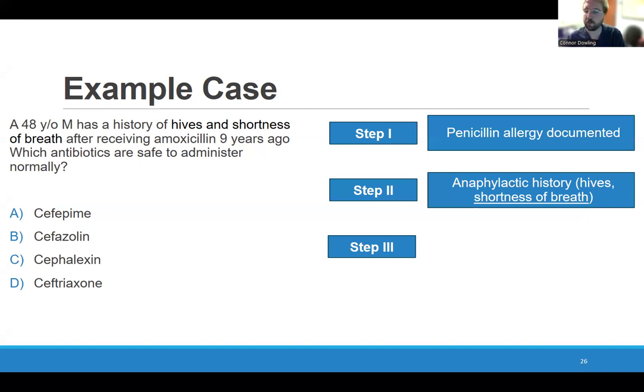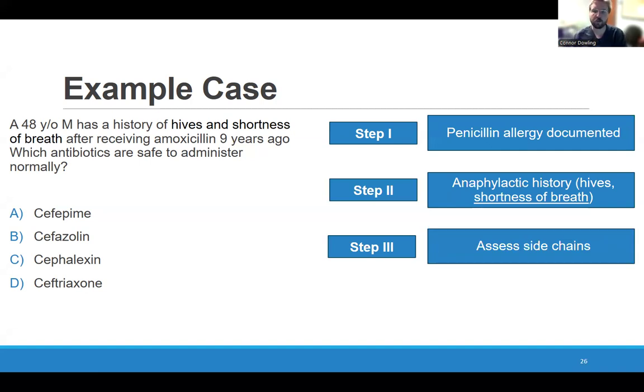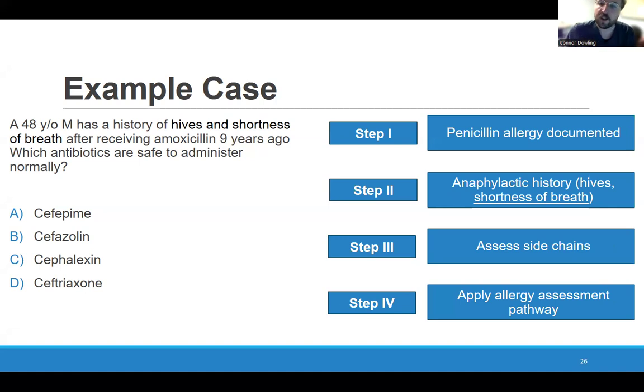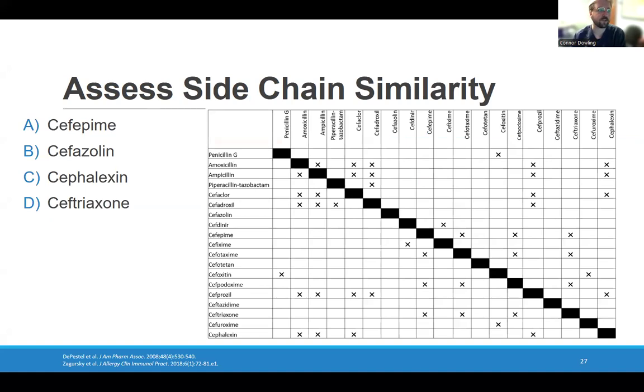So our third step leads us into assessing the side chains themselves. When we assess our side chains, this is where we're going to look to see whether or not our patients have a similar side chain with cefepime and amoxicillin, cefazolin and amoxicillin, cephalexin and amoxicillin, and ceftriaxone and amoxicillin. Our fourth step will actually be to apply our allergy assessment pathway and utilize that pathway along with our side chains, our history of allergy to make a good and safe clinical decision with regards to which antibiotics are appropriate for this patient.